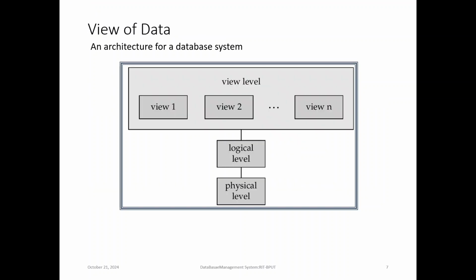I show a diagram here, you can clearly understand. Physical level is the lowest level of abstraction, above that is the logical level, and the top is the view level of abstraction. And you can have a number of views, and you can hide all the details, or you can hide many things, and only what is relevant you can show. Okay, so this is the architecture of the database management system.